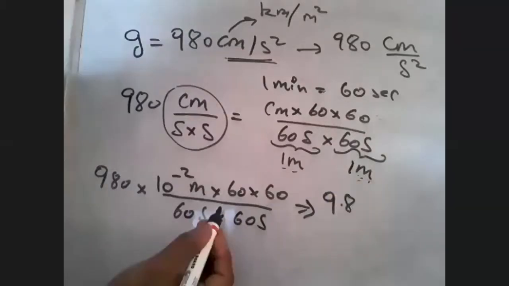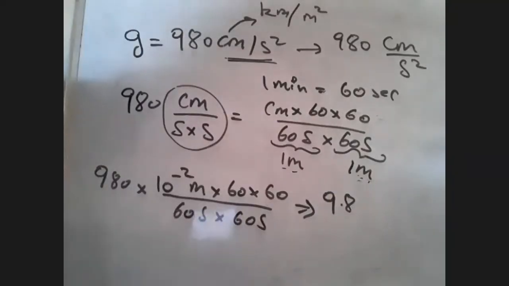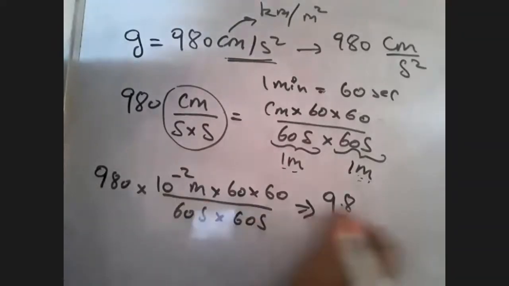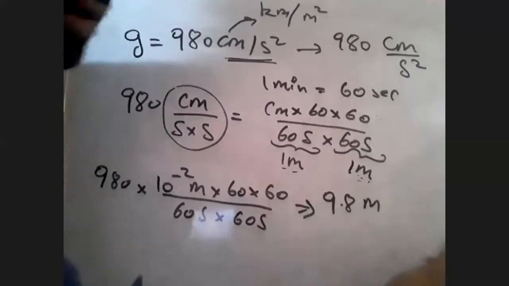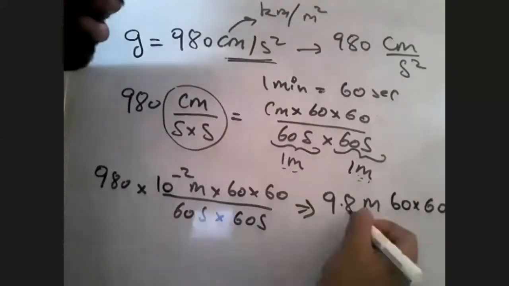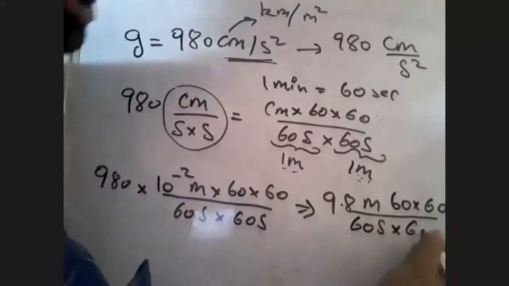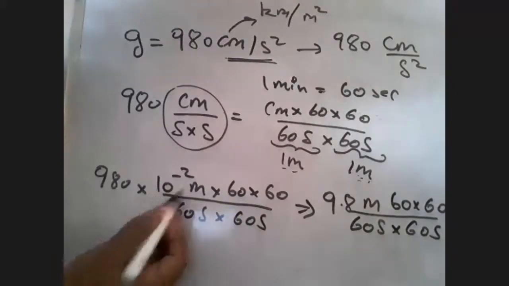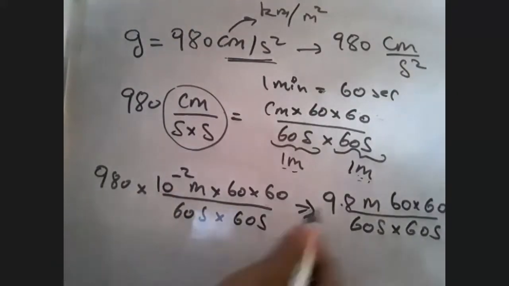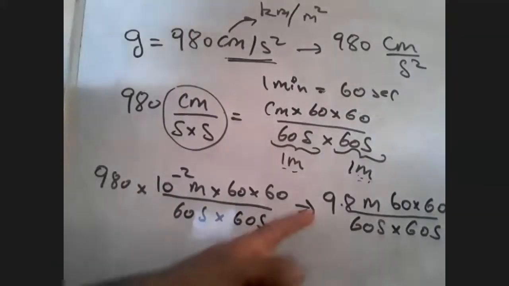What else do I have? 9.8 into this meters is there. 60 into 60 is there, I will write 60 into 60 here, upon 60 seconds into 60 seconds as it is. I just wrote that 10 raised to minus 2 meters into 980 will give me 9.8. Now you have to convert this into kilometers.